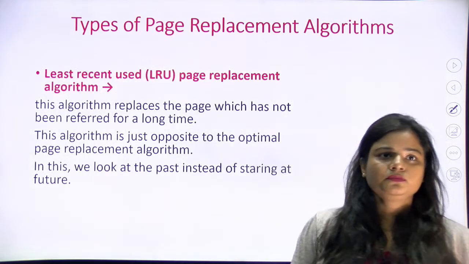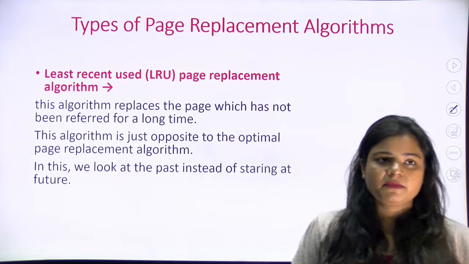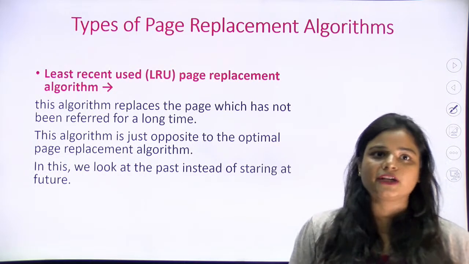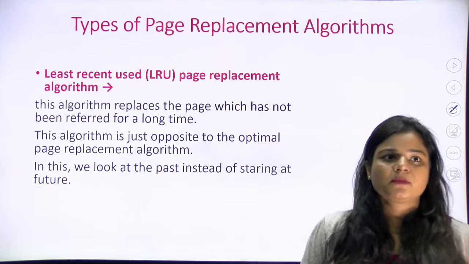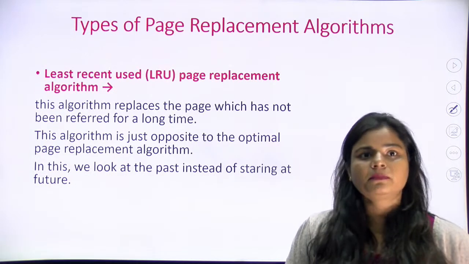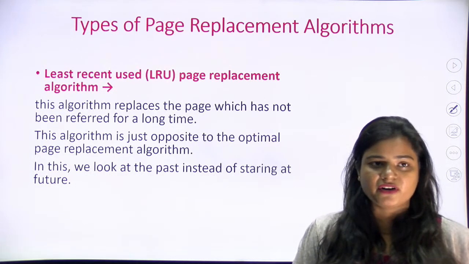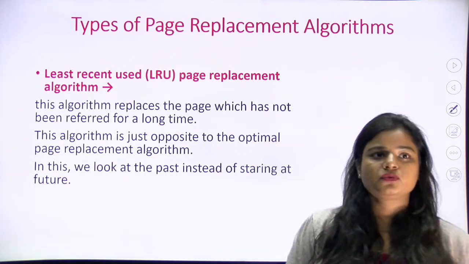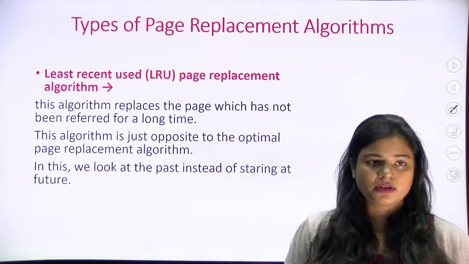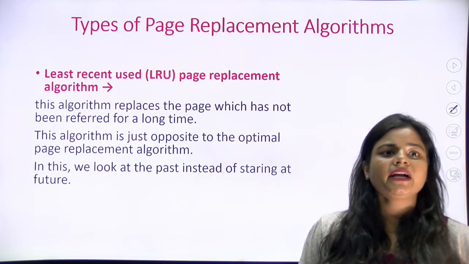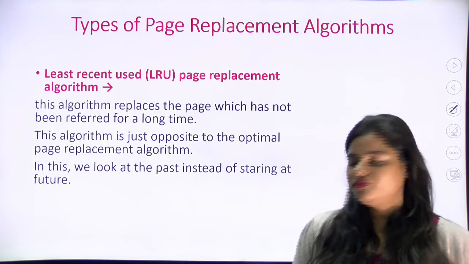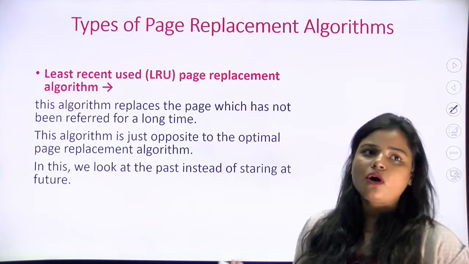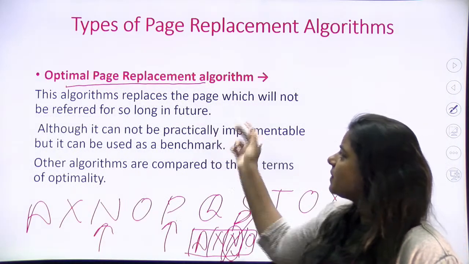So let's continue with another page replacement algorithm, which is least recently used. We also call it LRU in short. The LRU page replacement algorithm replaces the page which has not been referred to for a long time. This algorithm is just the opposite of the optimal page replacement algorithm. In this, we look at the past instead of looking at the future. Means here we will just apply the opposite scenario of optimal page replacement.